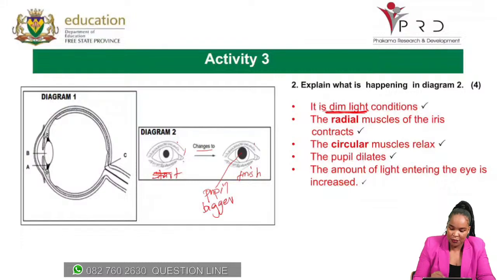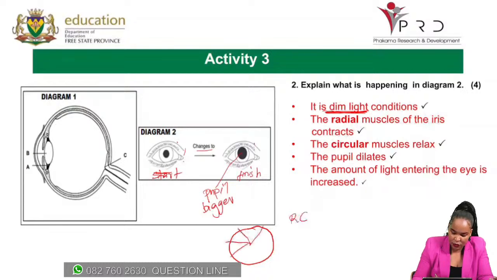What's going to happen? Remember, we are talking now about the radial muscles of the eye. I wanted to show you this earlier. So the radial muscles of the iris are going to contract. You are going to say the radial muscles are going to contract. Learn to do these things on your own. So which ones are the radial muscles? I said the ones that are going like this. So these radial muscles of the iris. Remember, the iris is that colored part of the eye. So the radial muscles are going to contract.